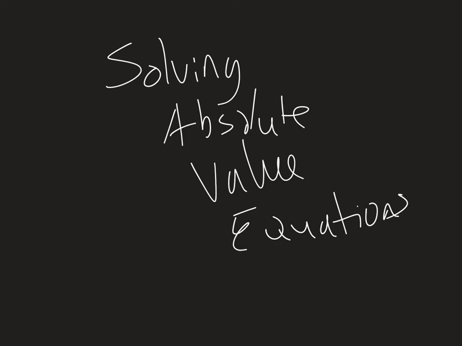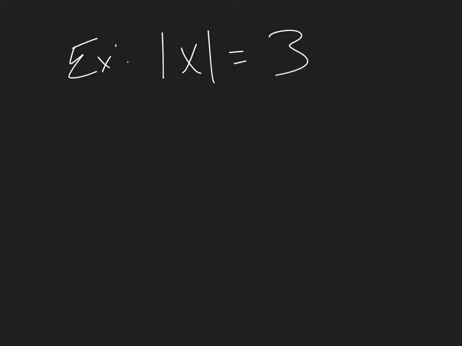In this video, we'll talk about solving absolute value equations. This makes it a little bit different than solving linear equations in that we'll have potentially two solutions to our equation. So if we take a look at an example here, let's say the absolute value of x is equal to 3.